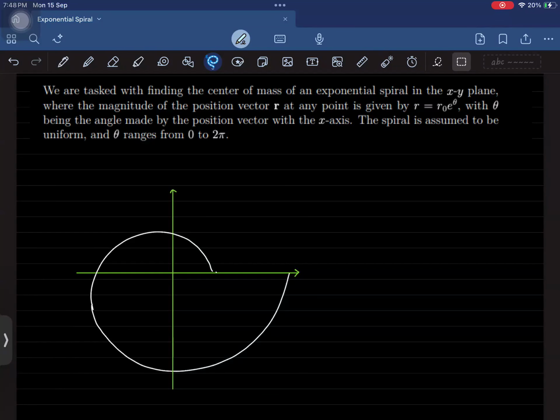So assuming that you've already attempted this question, so this is an exponential spiral जहाँ पे ये दिया गया है कि r is equal to r naught e to the power theta, which means that the position vector, मान लीजिए this is the position vector of any point on this spiral. This is theta and this is r. So as theta increases, r also increases because e to the power theta increases.